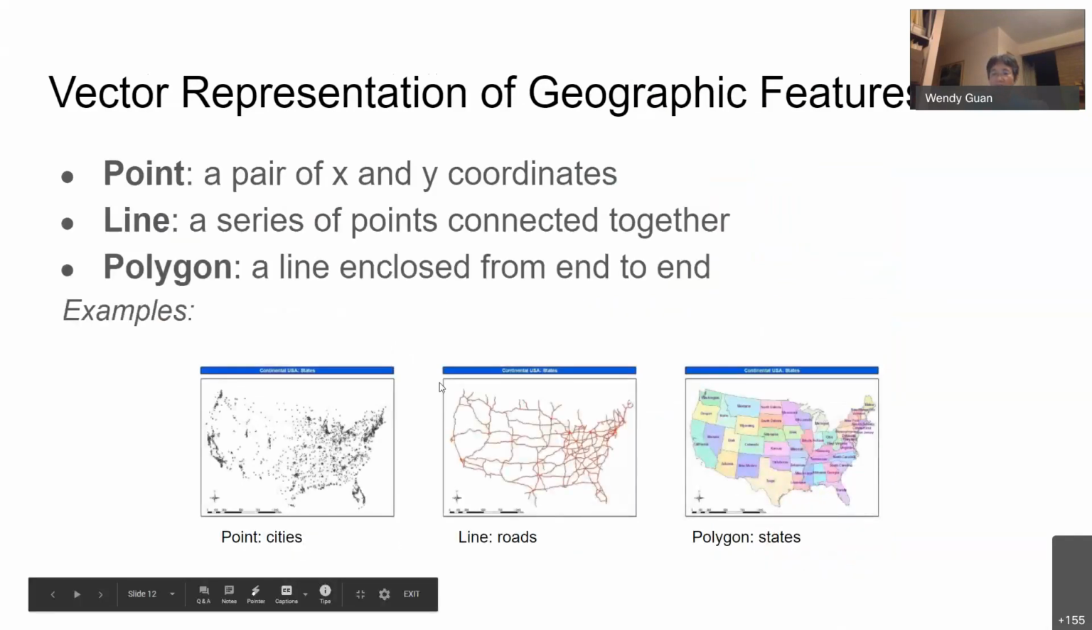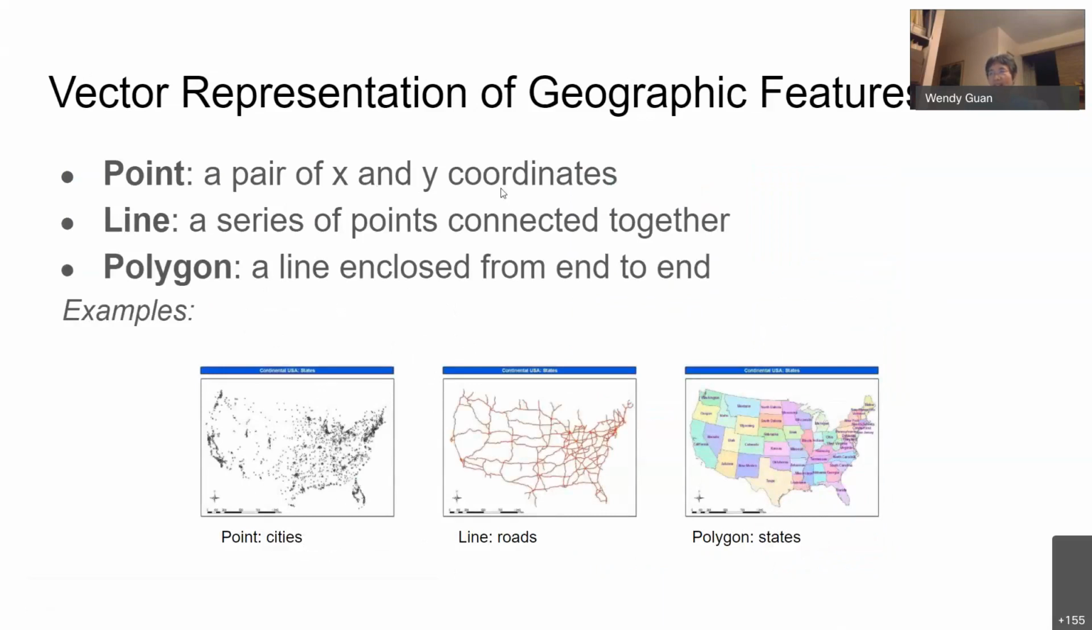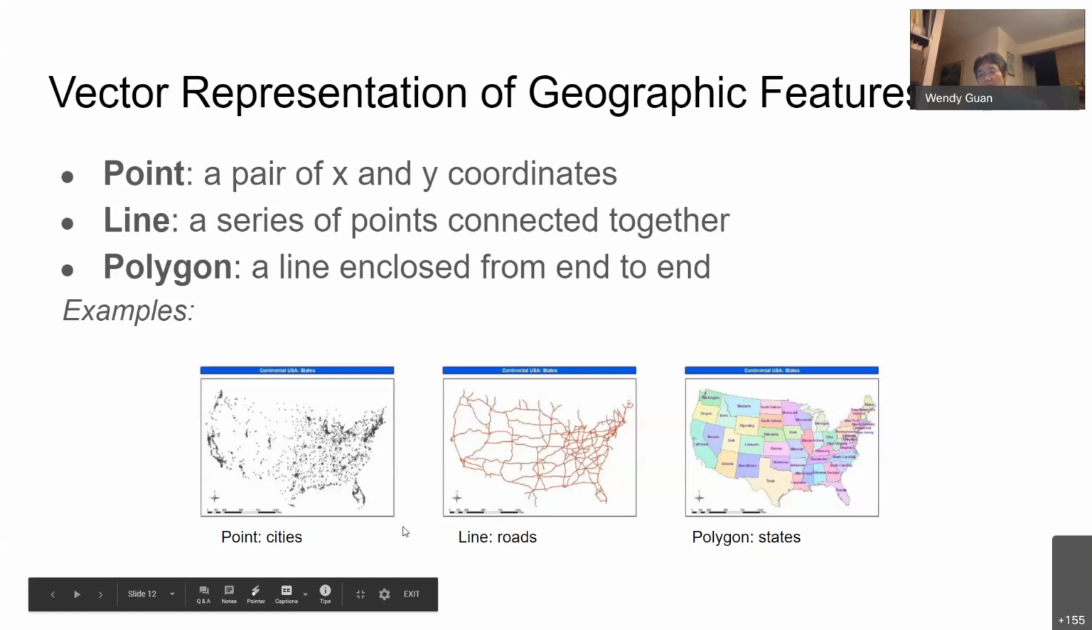So when you get to the vector representation, a point becomes a pair of XY coordinates, right? And a line is a lot of points connected to each other, right? And a polygon is when a line loops back and the end point becomes the beginning point, then it forms a polygon. So you can see that there are different ways to abstract ground truth, ground objects into these numerical digital forms. And you can also see that the same ground object could be represented differently.